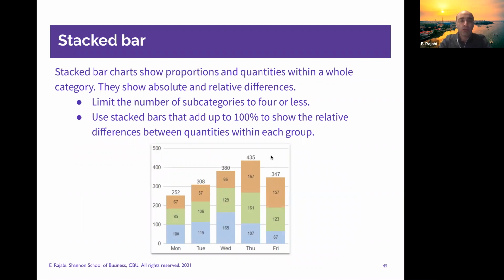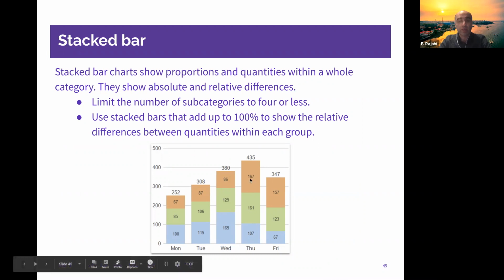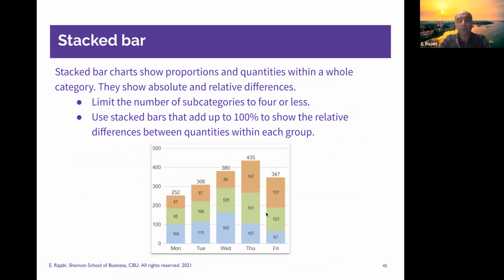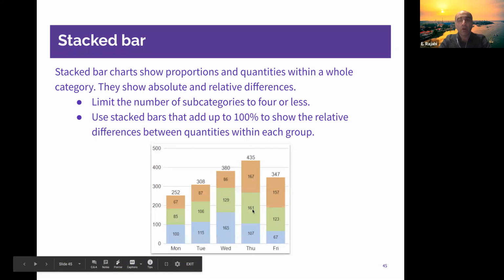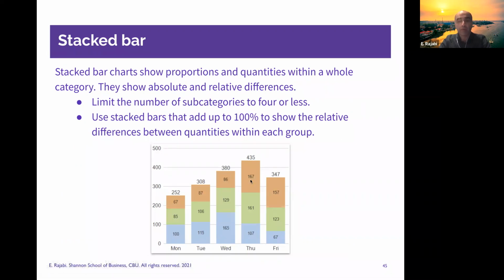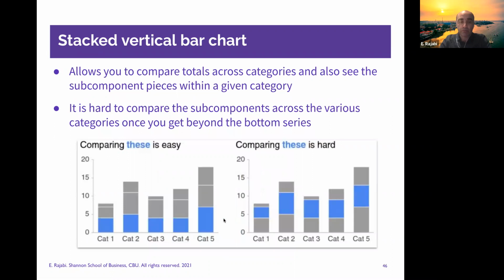Another type of chart that shows proportion, particularly when you have categories inside of categories, I mean subcategories, then you can show different categories, and inside of each category, you might have other categories, right? But limit the number of subcategories to less than 5 to again improve the readability. In a bar chart, use a stacked bar chart to add up to 100% to show the relative differences between different quantities that you have.